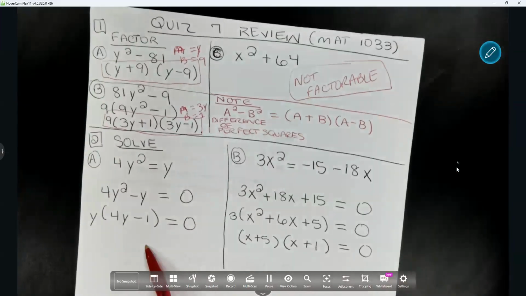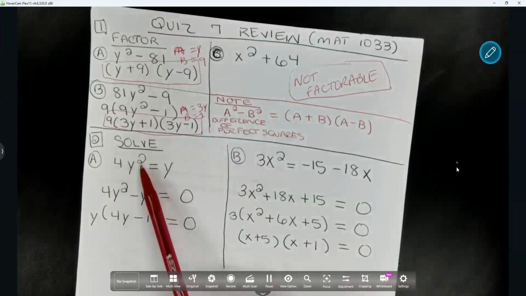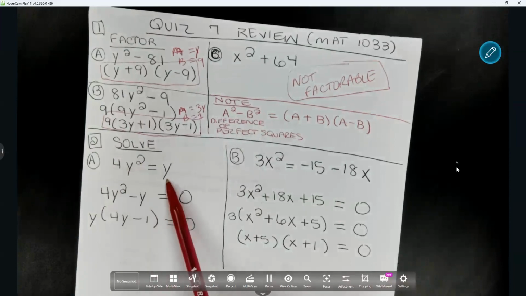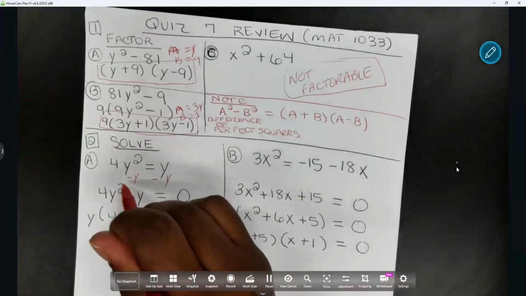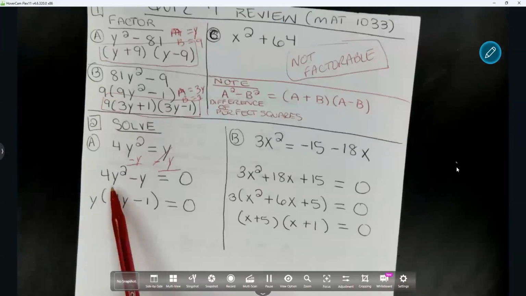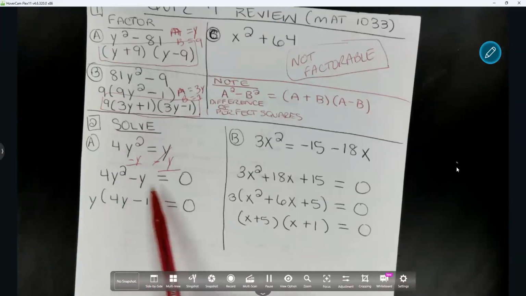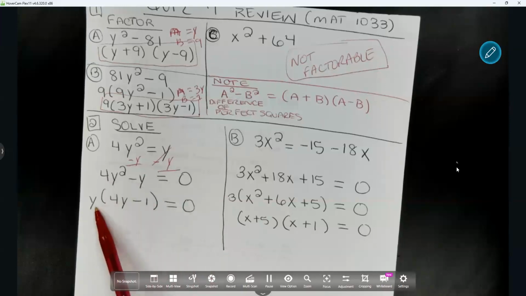For problem 2, we have letter A, where we're asked to solve 4y squared equals y. So first we want to carry that y to the left side of this equation. So we subtract y from both sides. And when we do that, we get 4y squared minus y equals 0. We can factor y from both of these terms. We factor y from 4y squared, we get 4y. We factor y from the y, we get 1.